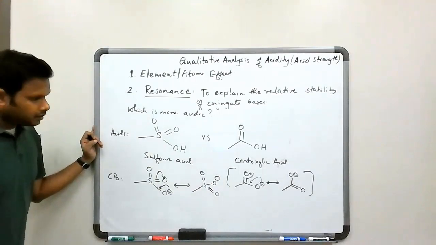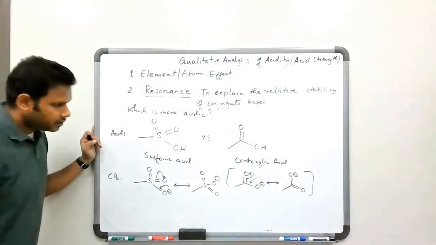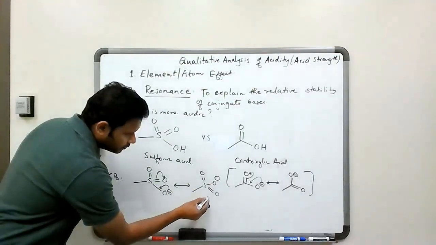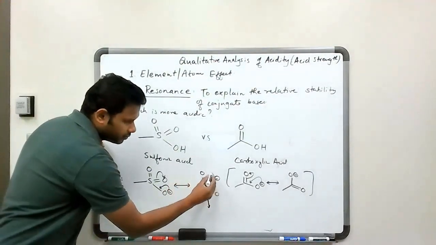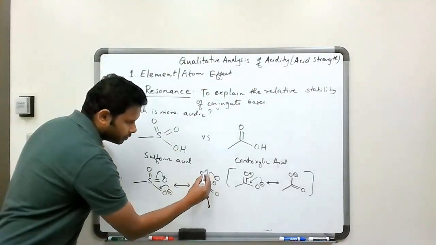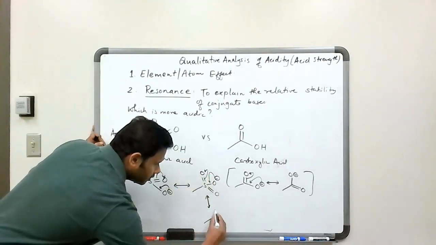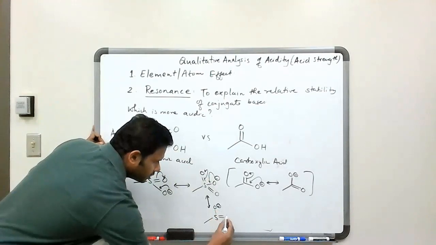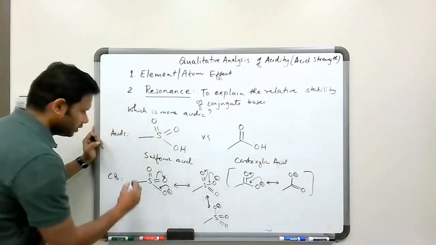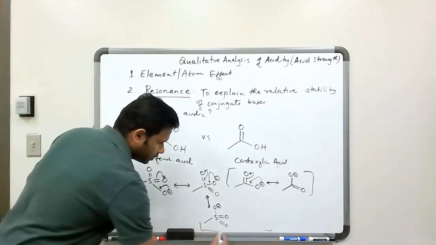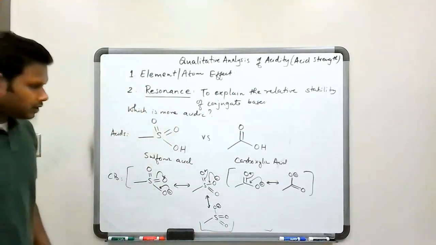Okay, but is that it? Can we draw more resonance forms? The answer is yes, because we have another double bonded oxygen. So we can take that negative charge and push that over, use the other oxygen. So we get a third resonance form here. Okay, so there's going to be a total of 3 resonance forms.